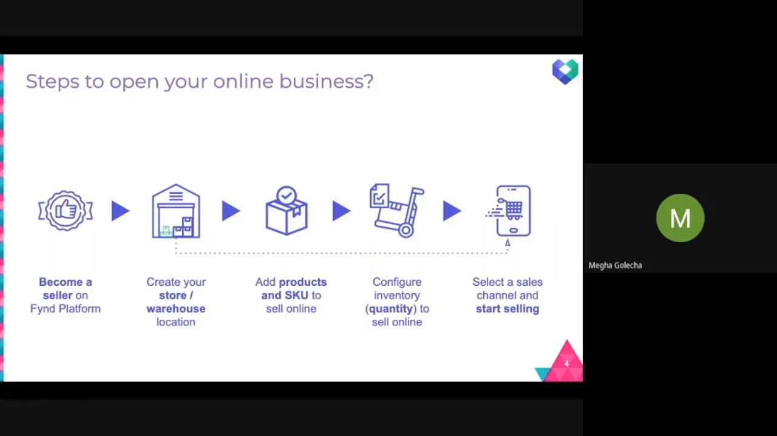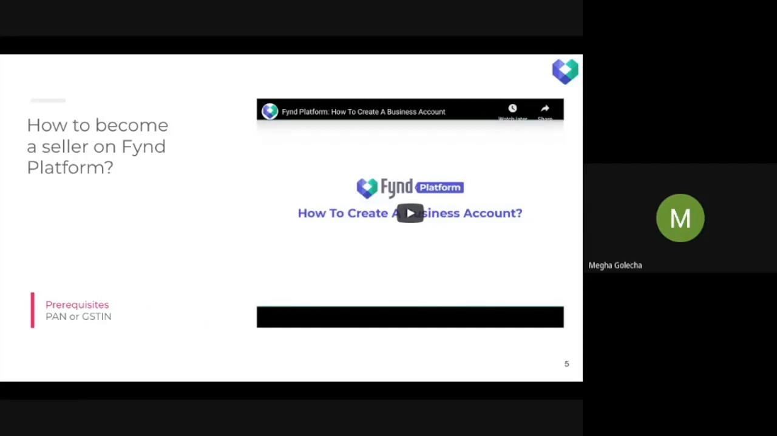First, how do you become a seller on Find Platform, and what are the prerequisites? You need either a PAN or a GST. PAN is the permanent account number, and you need a legal name with it and certain more things while you create a business account on Find Platform. Let's see the demo of how you become a seller on Find Platform.